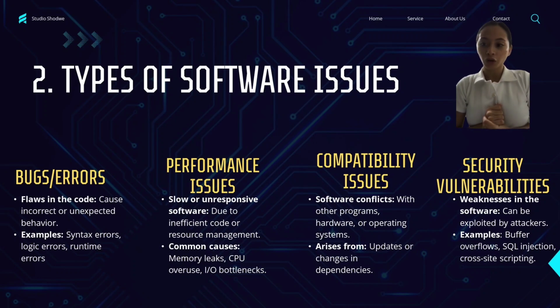Third type of software issues is compatibility issues. Software conflicts with other programs, hardware, or operating systems. It arises from updates or changes in dependencies. Last type of software issue is security vulnerabilities. Weaknesses in the software can be exploited by attackers. Examples of security vulnerabilities are buffer overflows, SQL injection, cross-site scripting.